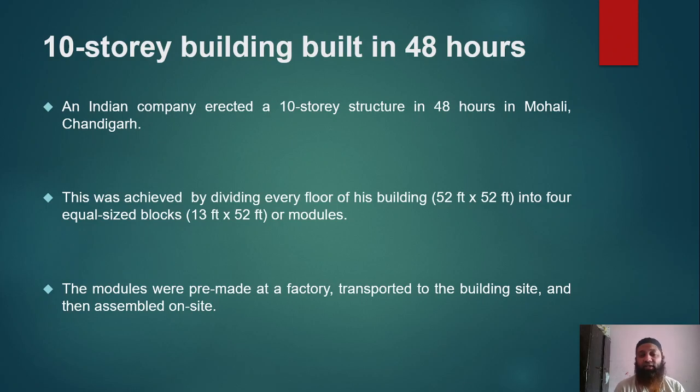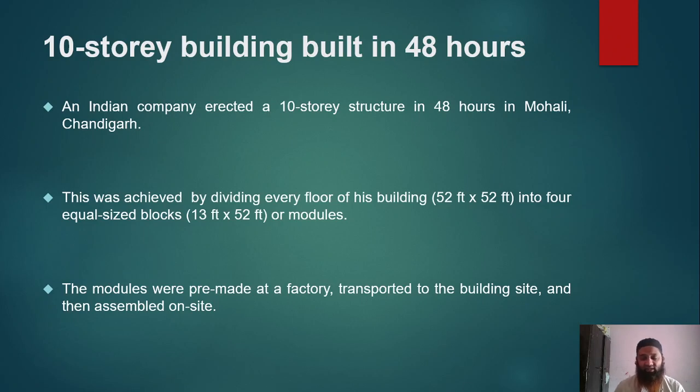An Indian company erected a 10-story structure in 48 hours in Mohali, near Chandigarh. This was achieved by dividing every floor of the building, 52 feet by 52 feet, into 4 equal-size blocks, or modules, of 13 feet by 52 feet. So first the building was divided into 4 blocks of the same dimensions, and then the modules were pre-made at a factory, transported to the building site, and assembled on site.